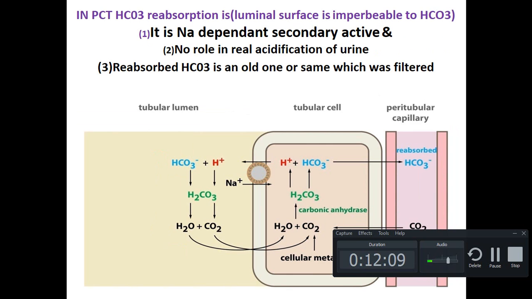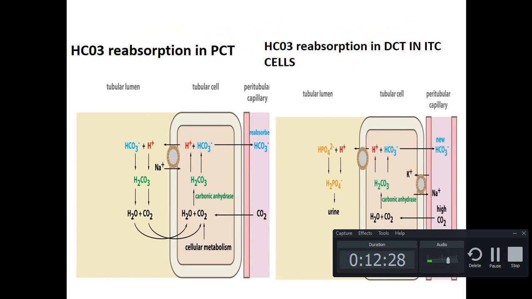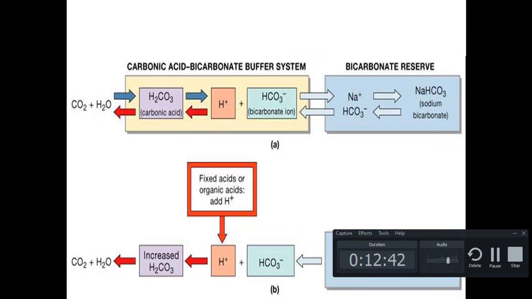So in the proximal convoluted tubule, bicarb reabsorption is sodium dependent, it is secondary active, there is no real acidification of the urine, and the reabsorbed bicarb is the old one, the same which was filtered out. This was about the reabsorption of the bicarb in the proximal convoluted tubule, and at the same time we have seen the reabsorption of the bicarb in the distal convoluted tubule, but there is a bit more detail of this phosphate buffer. Phosphate, and we will soon see not only the phosphate buffer but also the ammonia buffer.